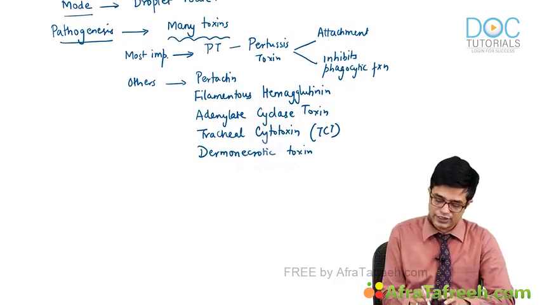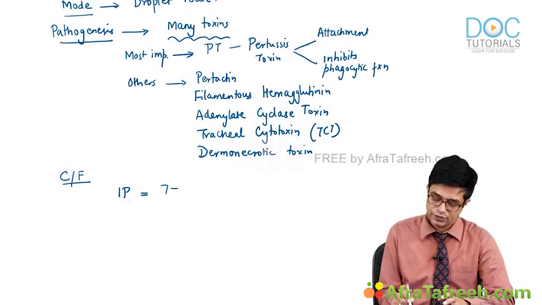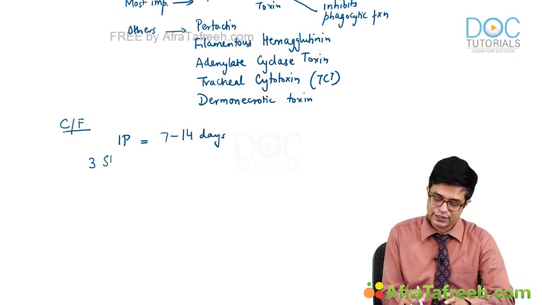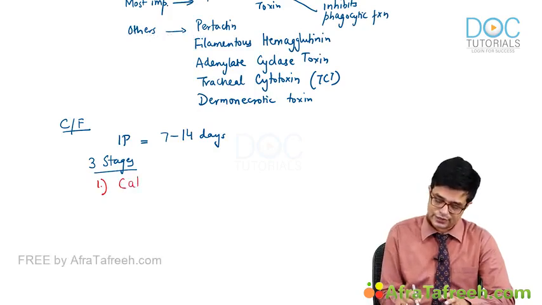Now let us move towards the clinical features of the disease. First of all, what is the incubation period? The incubation period of pertussis is 7 to 14 days. Whenever a patient develops pertussis, there are 3 clinical stages which are described. The first clinical stage is called the catarrhal phase.